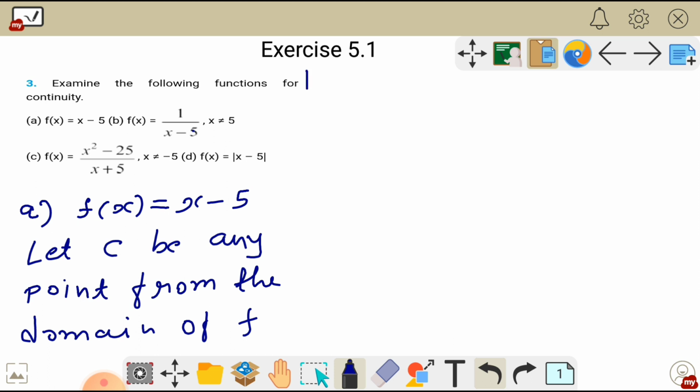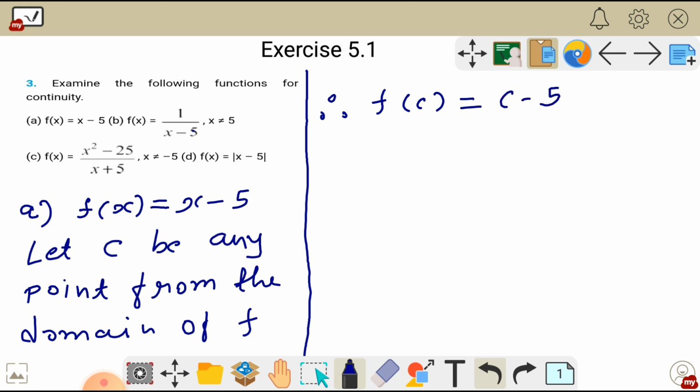Now we will check the continuity condition for C, and if it is satisfied, then we can say that the function is continuous at each and every point in its domain, because C is any point from its domain. It could be 1, 2, 3, 4, any point, right? So first of all, what will be f of C? Therefore f of C is equal to, we will replace x with C, so we get C minus 5.